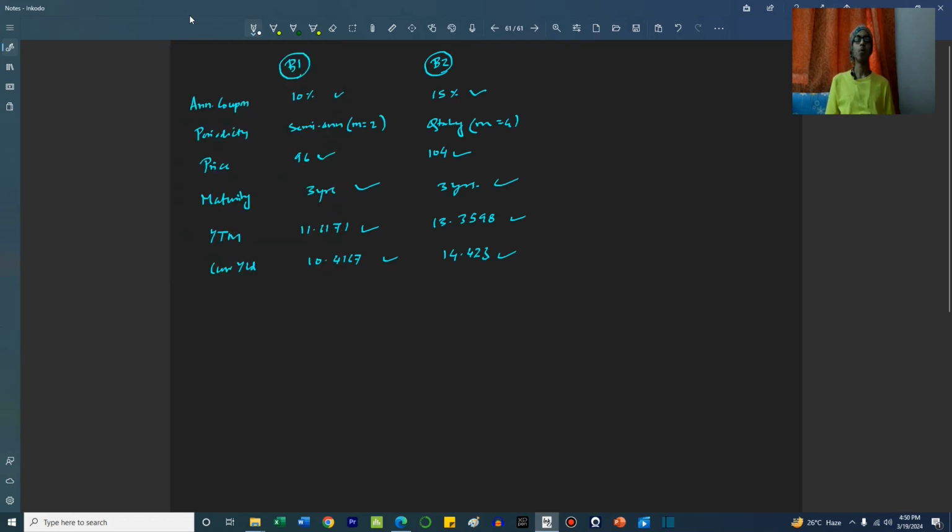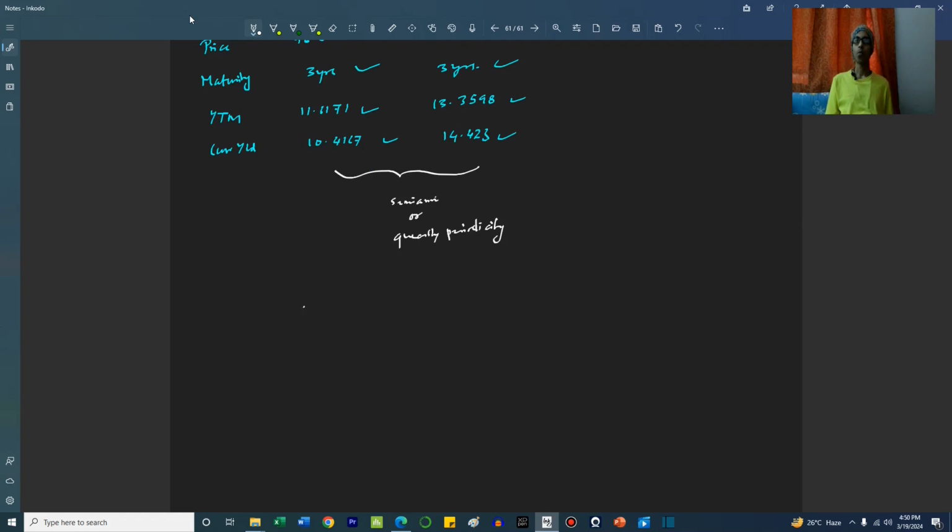So, either both these bonds have to be converted into semi-annuals, or both these bonds have to be converted into quarterly periodicity. First, let us convert this quarterly bond into semi-annual periodicity. Let's see what transpires.